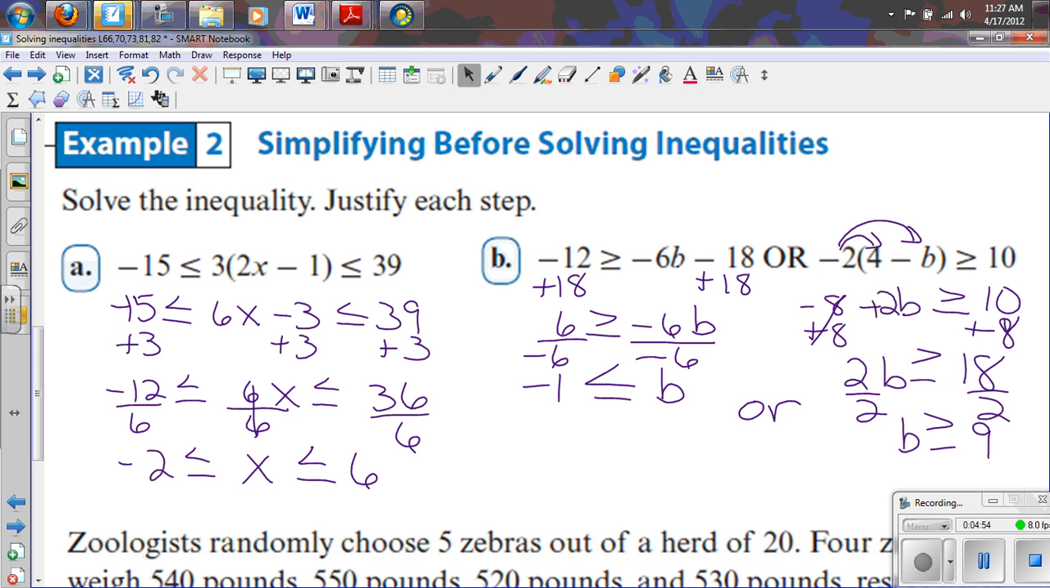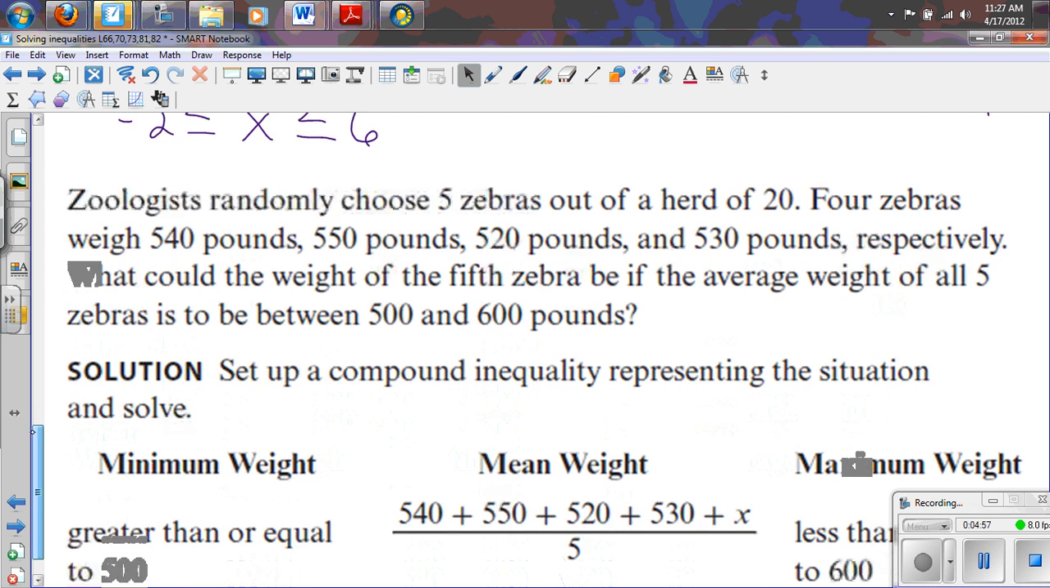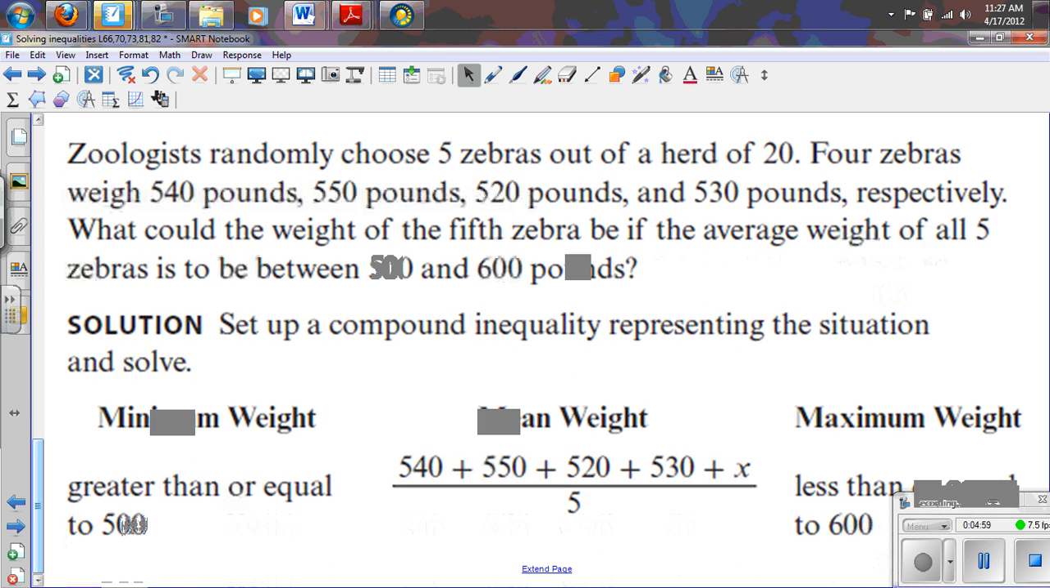Here's a word problem. We have zoologists randomly choosing 5 zebras out of a herd of 20. 4 zebras weigh 540 pounds, 550 pounds, 520 pounds, and 530 pounds. Recognize this problem? This is the average with one of the parts missing that you've been doing since 7th grade. We have that mean weight, so we know we have to add those up and divide them by 5, but we're missing this x. We don't know what that last number is.